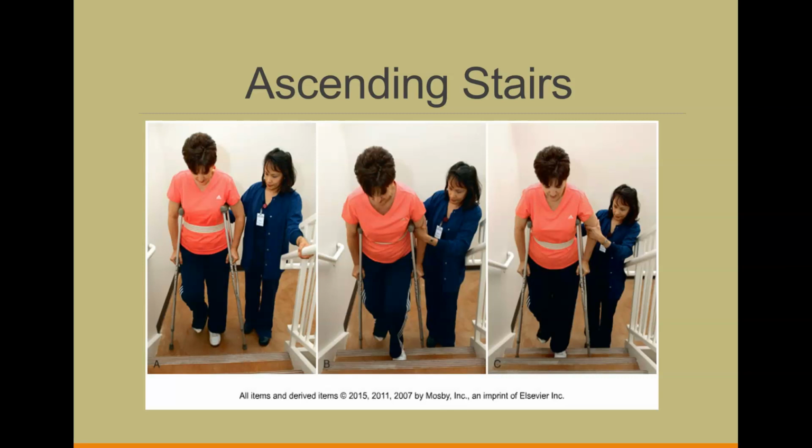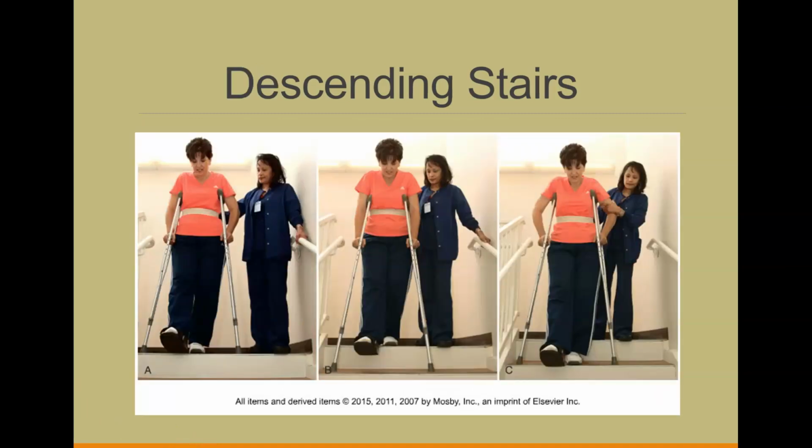When you are walking up and down stairs, the patient stands at the bottom of the stairs, and then you transfer your weight to the crutches, and the patient advances the unaffected leg between the crutches to the stairs, and then shifts the weight from the crutches to the unaffected leg. Finally, the patient aligns both crutches on the stairs, and then he or she repeats that sequence when going up the stairs.